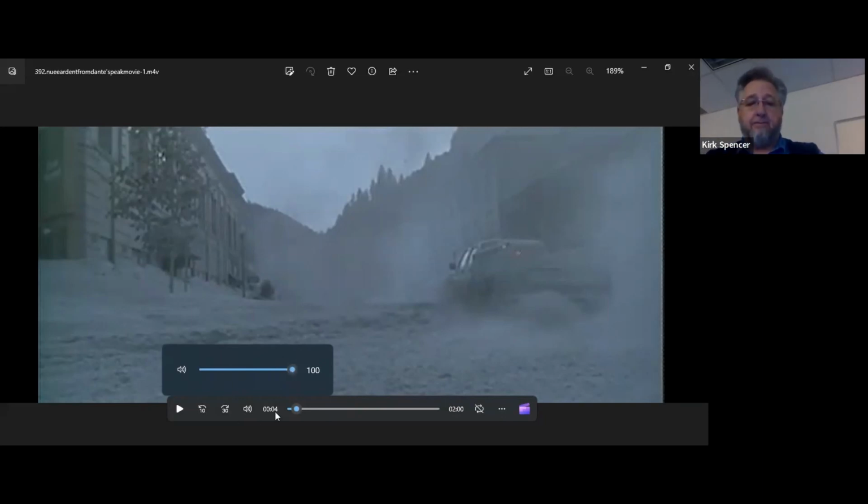So anyway, this is from Dante's Peak. Give me just a second. I need to turn on the sound sharing for the Zoom.